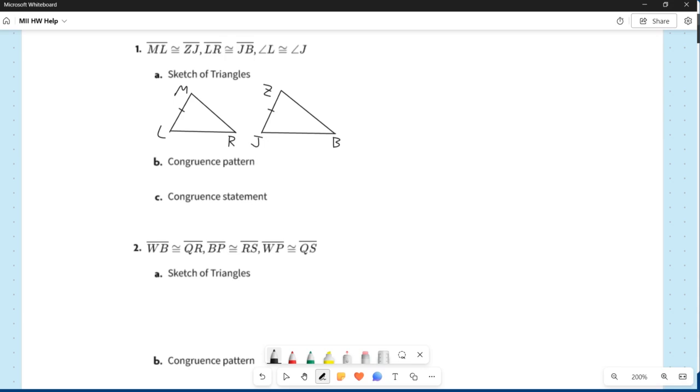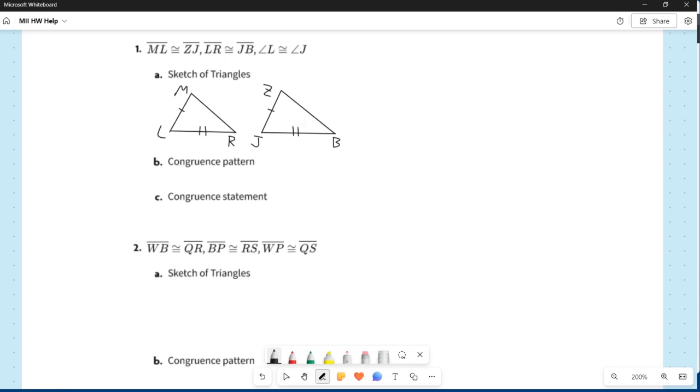And again, we're told that these two sides are congruent. So I want to indicate that LR is congruent to JB. Now I can't use one slash because I've already used that. And I have no information about how, say, ML relates to LR. So I cannot use one slash. So I'm just going to use 2. And 2, just like that.